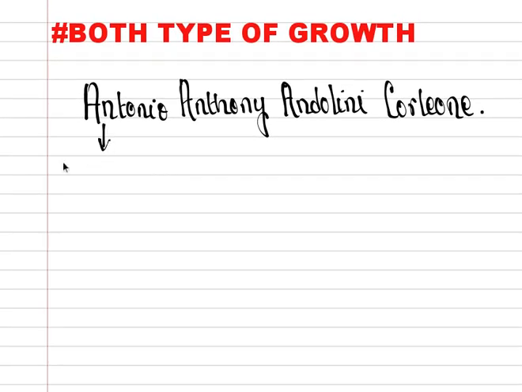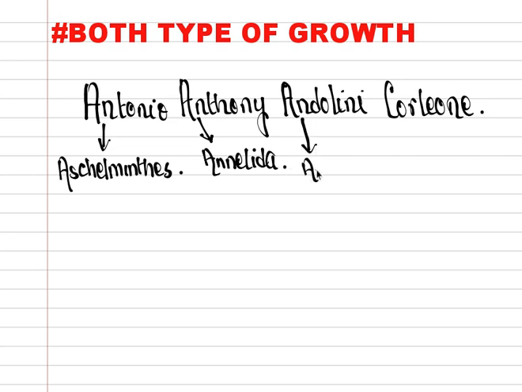A for Aschelminthes, that is the roundworms. Example Ascaris. Annelida, the word Annelida comes from the word annulus, means small rings. These have small ring like structures on the outer side, that is they show segmentation. Next is Arthropoda. As we have seen, the cockroach, it shows indirect growth, and there are some other organisms also under the phylum Arthropoda which shows direct type of development.